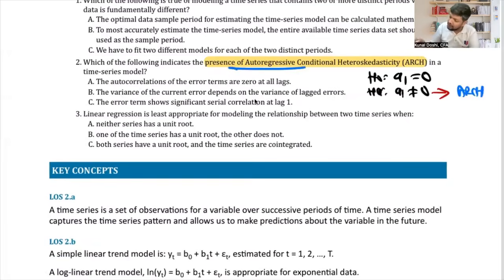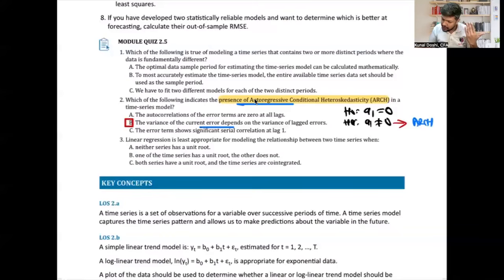So the presence of ARCH means the autocorrelation are 0? No. The variance of the current error depends on the variance of the lag, isn't it? And the error term shows significant serial correlation at lag 1. Yes, everyone answer B or C? B or C? Everyone? Yes, the answer is B. That means the variance of current error is dependent on the previous one. Then we say there is ARCH, conditional heteroskedasticity. Clear? Everyone? Till this point?